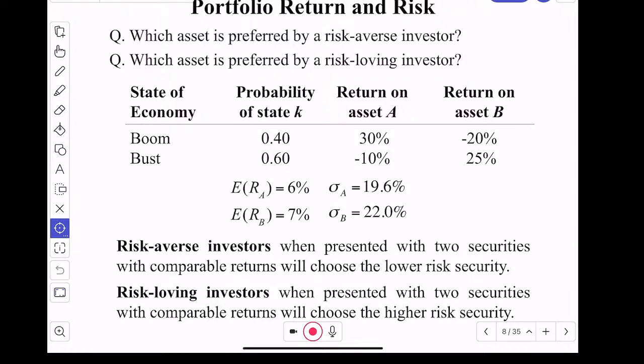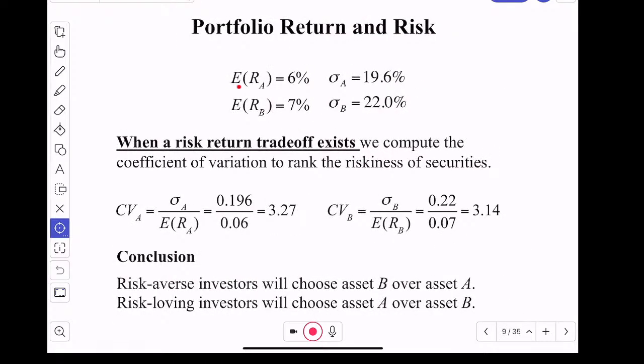So let's first look at risk-averse investors. With these numbers, I'm just recopying them. I'm going to talk about the coefficient of variation. The coefficient of variation takes the riskiness, which I'll use to refer to the standard deviation, and divides it by the expected return. So it's cost over benefit. This is bad, this is good. This is what you dislike, this is what you like. So for every unit of return, which you like, you get 3.27 units of risk for A. For B, for each unit of return, you get 3.14 units of risk.